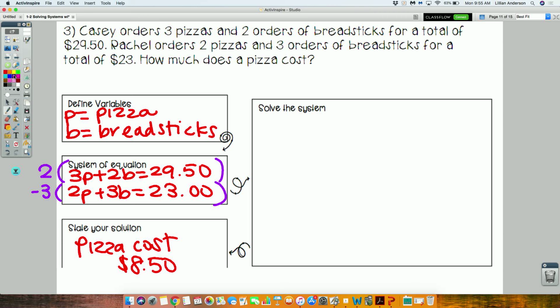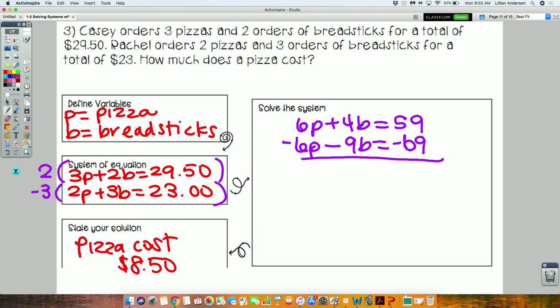So then I ended up with 6P plus 4B equals 58. And then the bottom equation was -6P minus 9B equals -69. And I crossed out P. And I ended up with -5B equals -10. Divide that by -5 and I got B equals 2. So that lets us know that breadsticks cost $2, right? We don't care about the breadsticks. They dry anyway, okay? So we need the P.